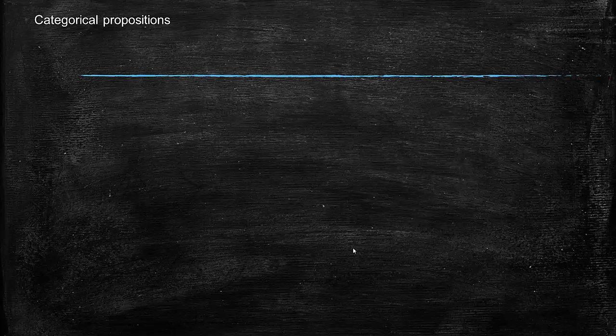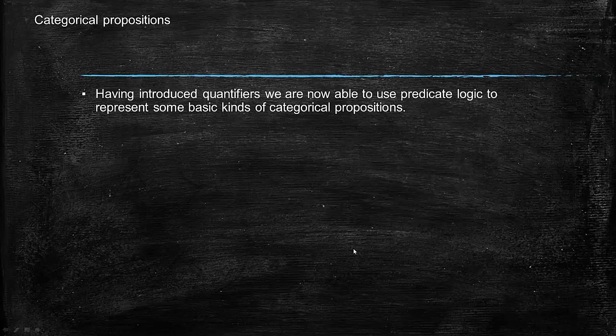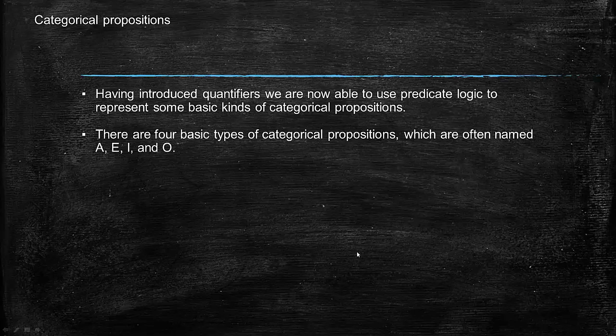Okay, so let's talk about categorical propositions. Having introduced quantifiers, we're now able to use predicate logic to represent some basic kinds of categorical propositions. There are four basic types of categorical propositions, which are covered in the chapter that we skipped. They're traditionally given the names A, E, I, and O. So here's an example of each.